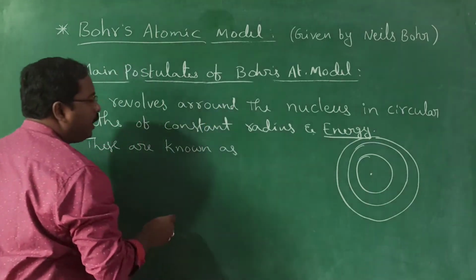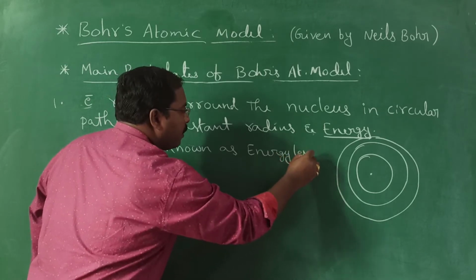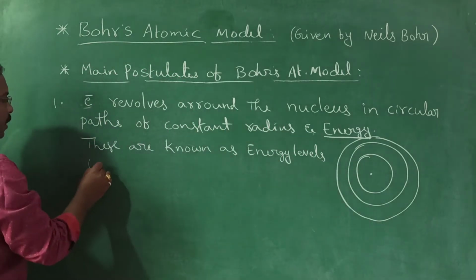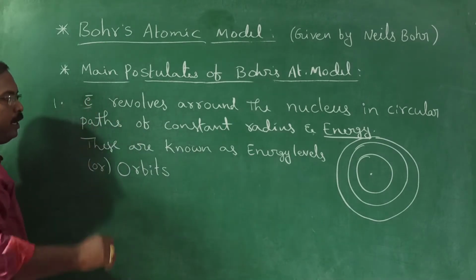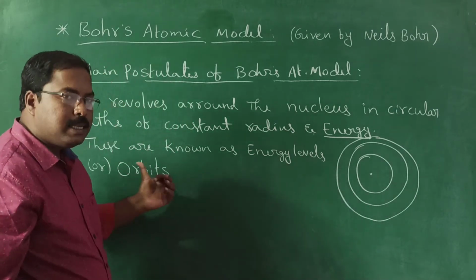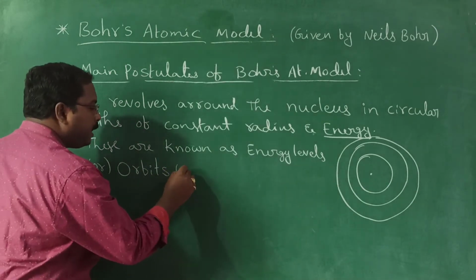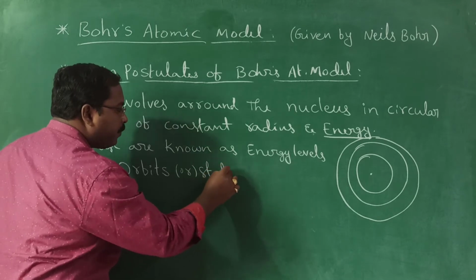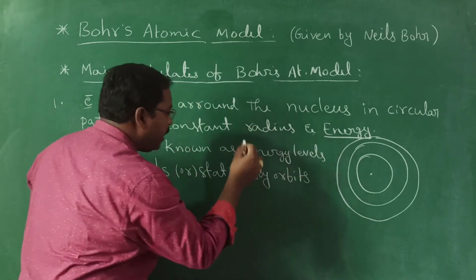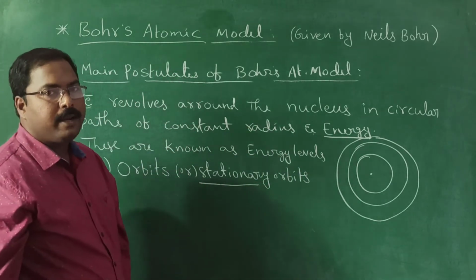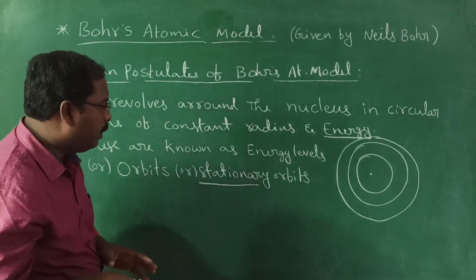These circular paths are known as energy levels, also called orbits. This is the most commonly used one. Particularly, we can say these are stationary orbits. Why do they use the word stationary orbit? It means the energy of the orbit is constant, a fixed value.